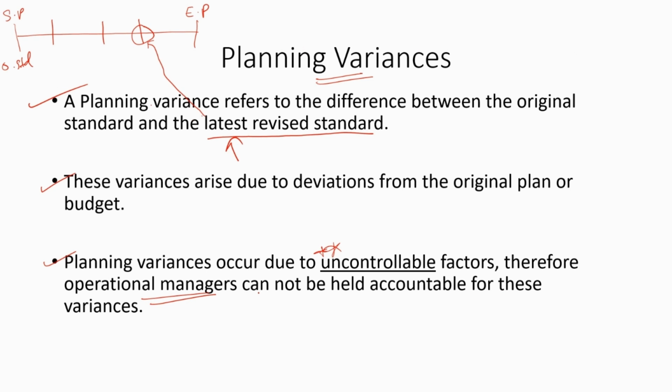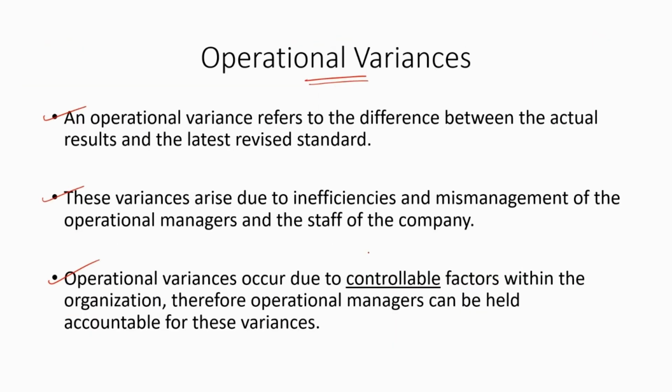If you can remember, for planning variances, operational managers cannot be held accountable because these are uncontrollable. But operational variances are controllable. So the operational managers can be held accountable for these variances.